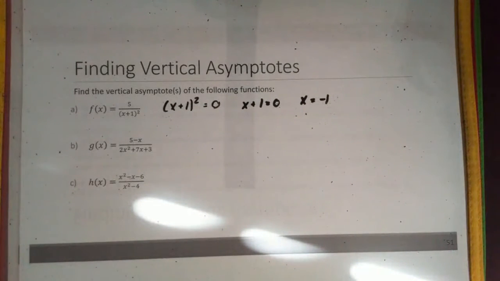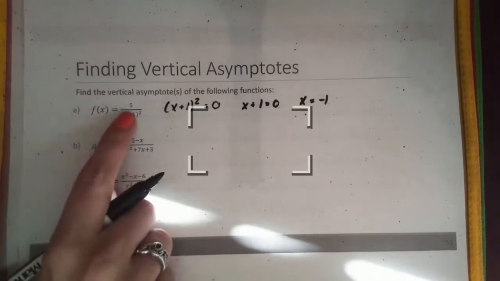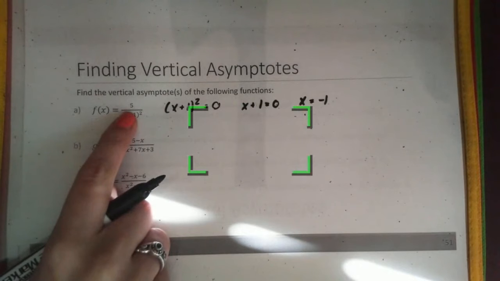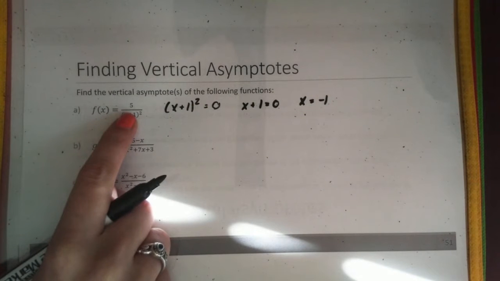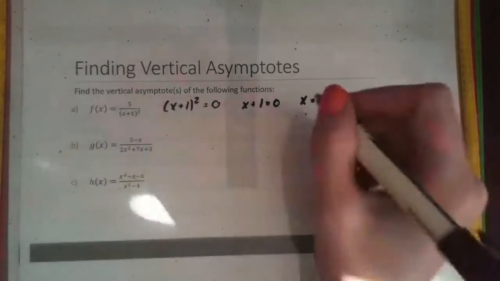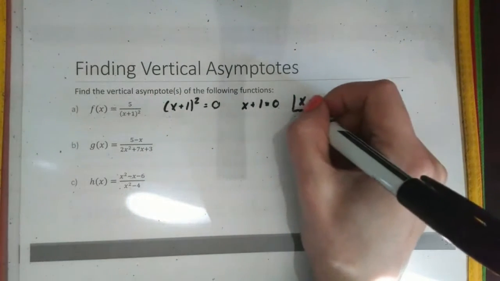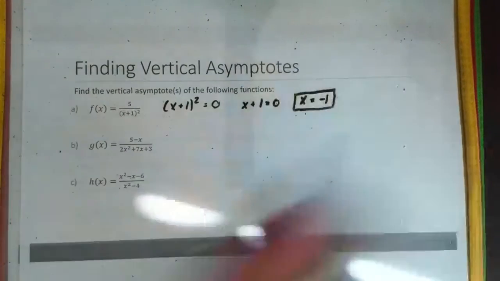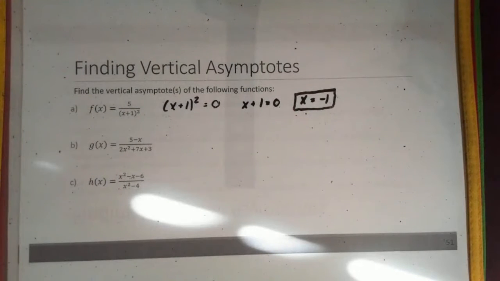Now I need to check. If I plug x equals -1 into the numerator, am I going to get 0 in the numerator? Well, no, because the numerator is 5, and 5 is not 0. So since x equals -1 would not make the numerator equal to 0, then x equals -1 is going to be our vertical asymptote.